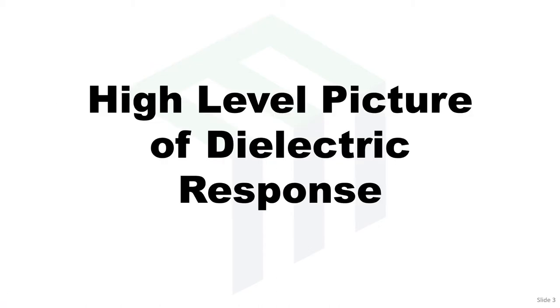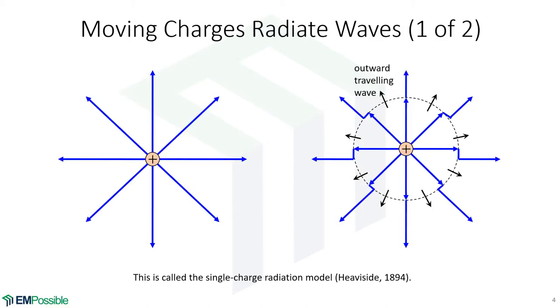First, just a high-level picture of a dielectric response. So there is what's called the single charge radiation model, and this was developed by Heaviside in the late 1800s. And what we're showing on the left is just a single charge. It's a positive charge, so we have electric field lines extending outward from that, and that's something that we would learn in electrostatics. Now, what would happen if this charge suddenly changed positions, just slightly, and it shifted its position?